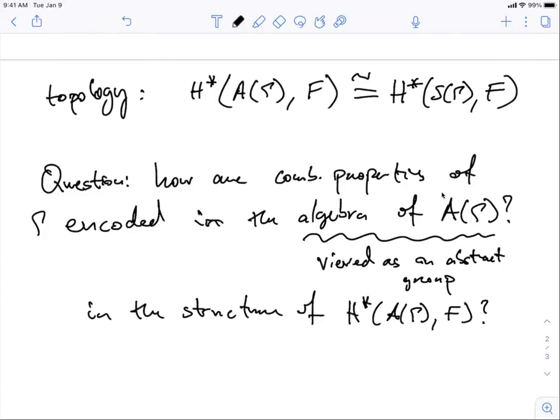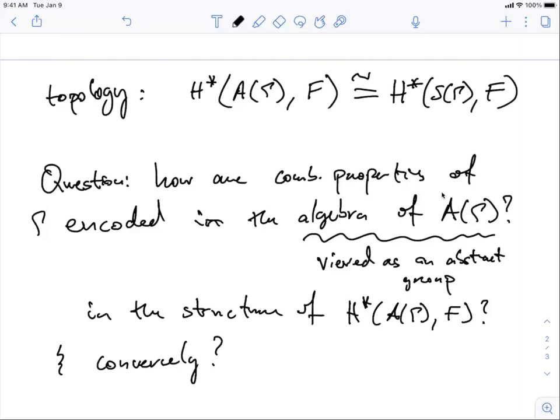And also there's the converse question. If we know something about the algebraic structure of A of gamma, can we conclude something about the combinatorics of gamma? Or if we know something about the cohomology structure of A of gamma, how is that encoded in a precise way in the combinatorics of gamma? Okay, so maybe I'll begin with some examples of ways that one can answer this question.